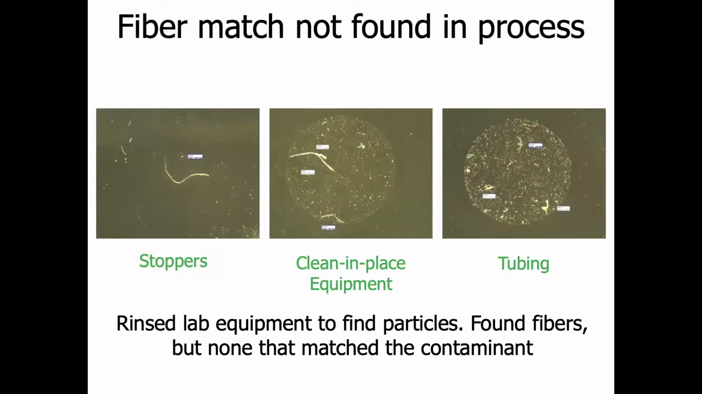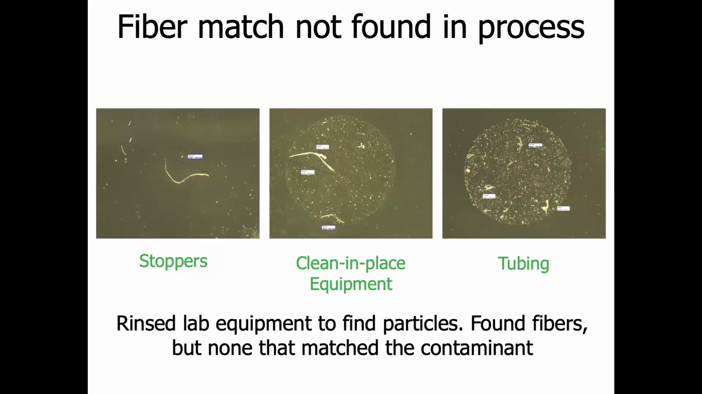An investigation was started to find out where in the process those fibers appear. First, lab equipment and supplies were rinsed and the liquid filtered to see where the fibers appear. On the slide, we see examples of 3 of the samples that were taken. First, the rubber stoppers used in vial capping. Then they rinsed the clean-in-place equipment and the tubing that was used in the process.